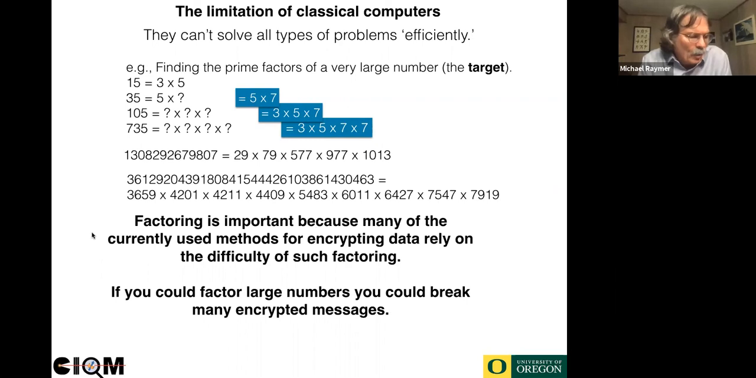So that's why mathematicians are working very hard to find new encryption methods which cannot be cracked by using a quantum computer. And they're making progress on that. But they wouldn't have had to do that if they didn't know that quantum computers were on the horizon. But this is just a very nice mathematical example.